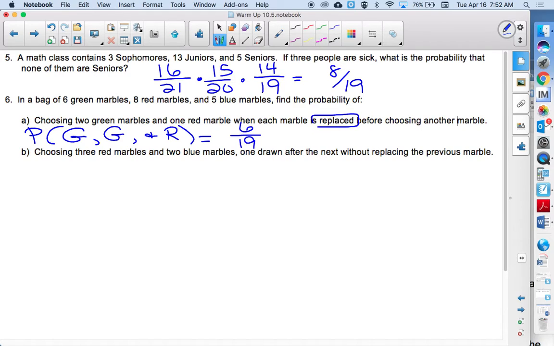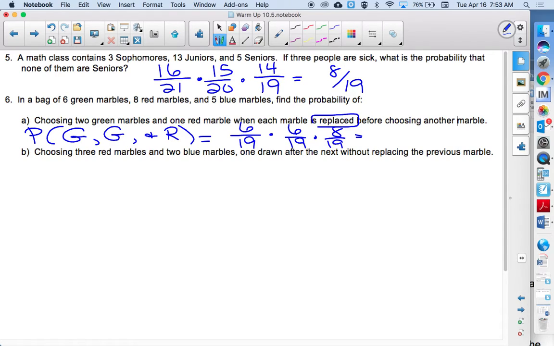So then what's the probability of pulling another green marble out, Abby? 6/19. 6 out of 19. Again, you look at it, you put it in the bag. And now I want the probability of getting a red marble, Abby, and that would be 8/19.